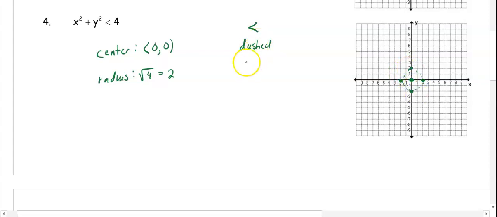And then because it is less than, we are going to shade inside, because that means all the points that are smaller than the circle are solutions.